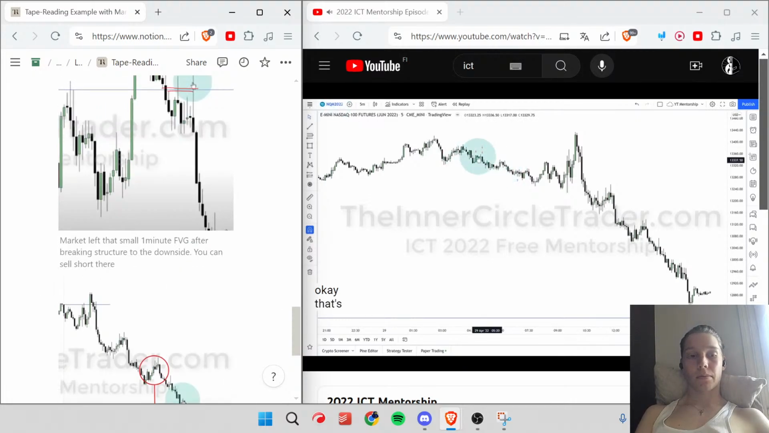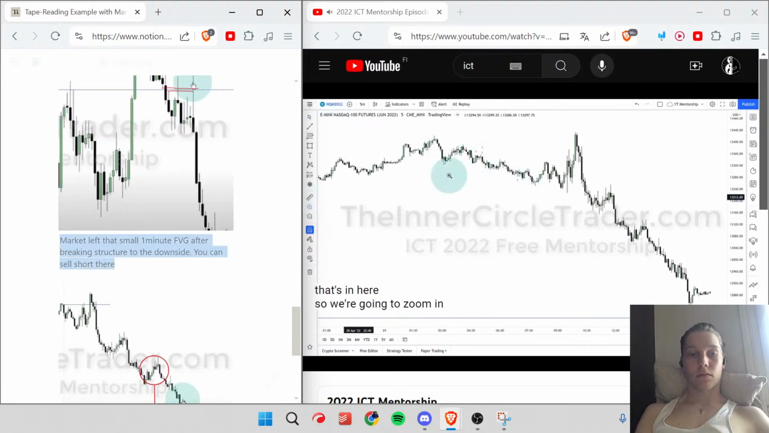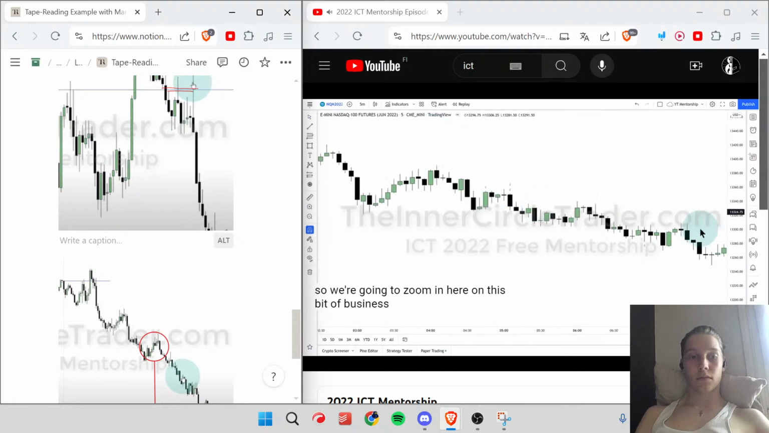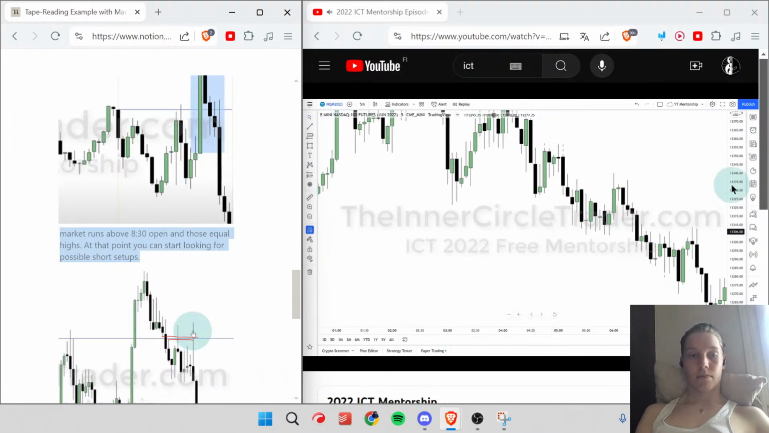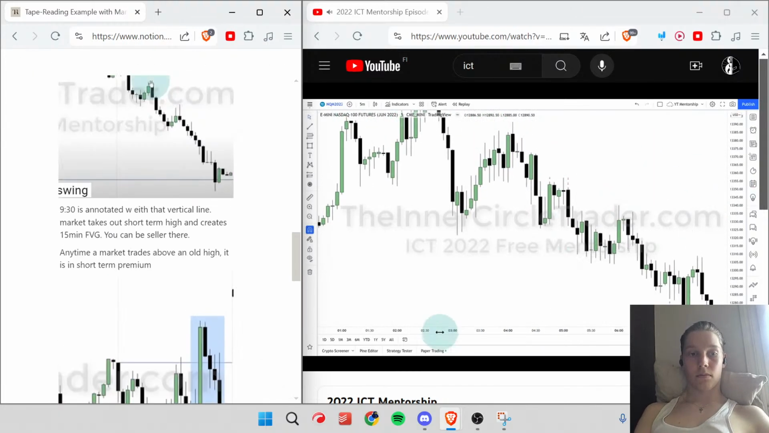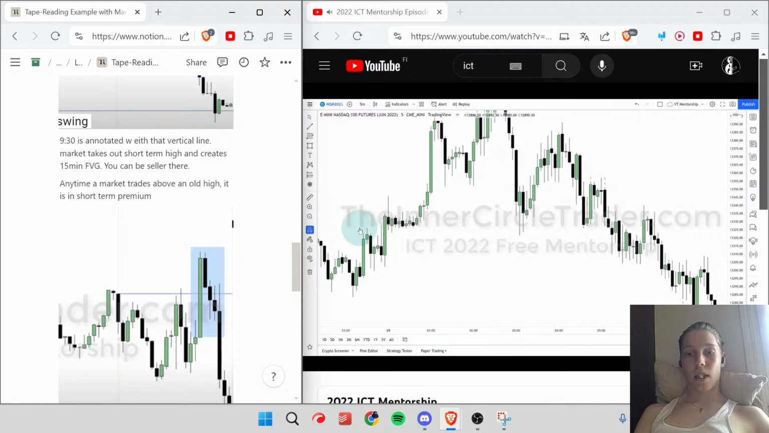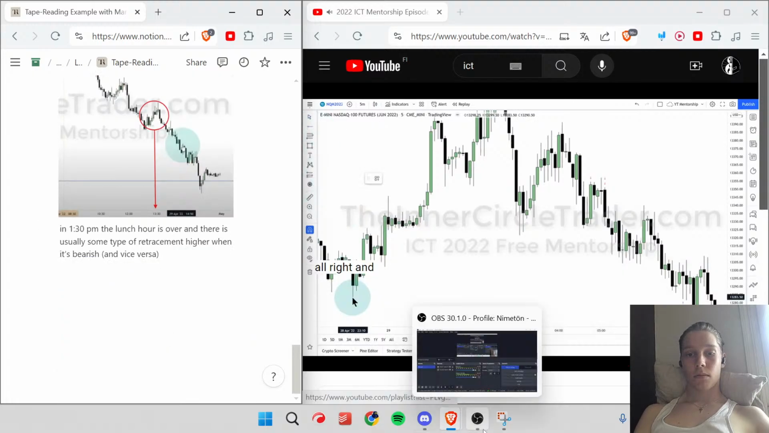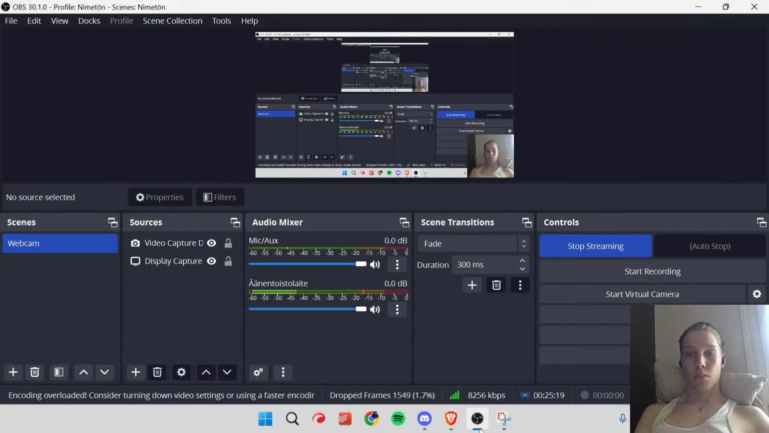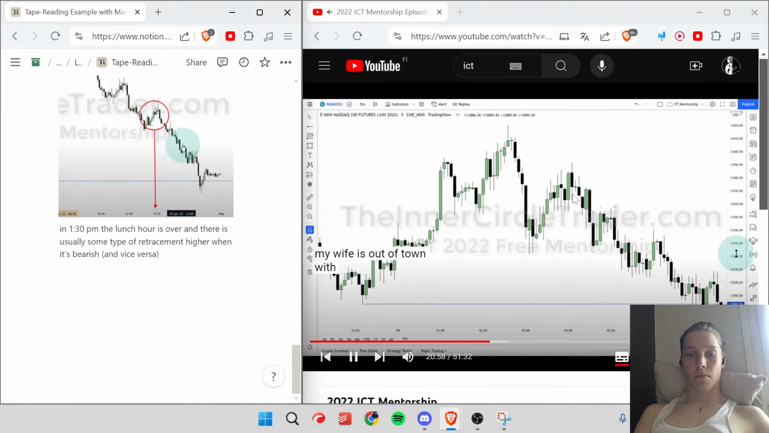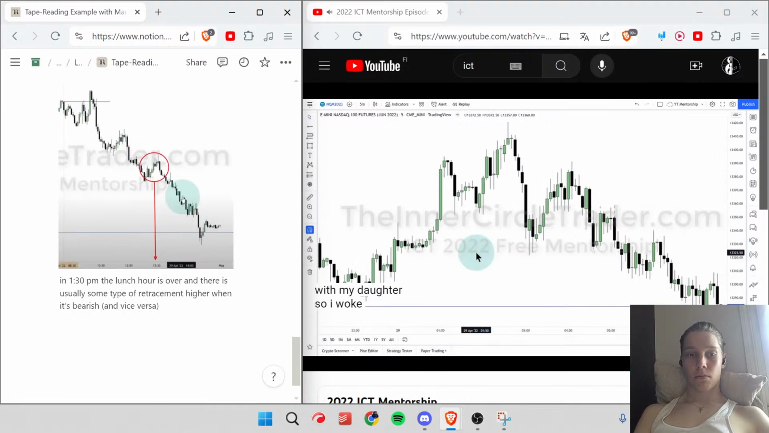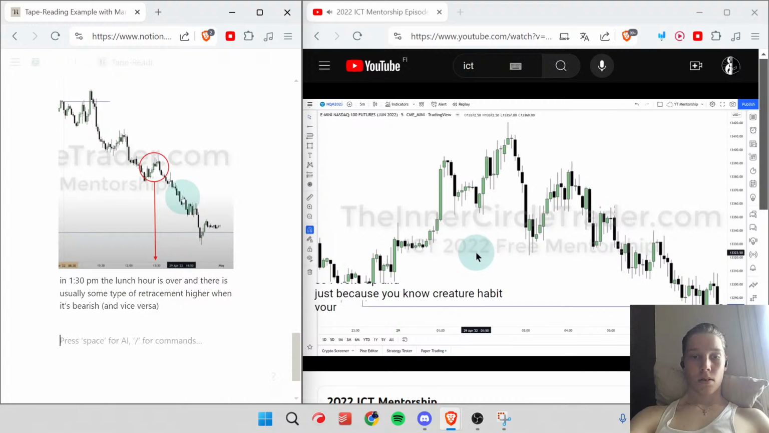Okay, that's in here. So we're going to zoom in here. All right, and here is what I had in mind when I was looking at the chart. I woke up this morning. My wife is out of town with my daughter. So I woke up, and just out of habit, your spouse isn't next to you. So I had insomnia. So I sat up and I was looking at the charts.